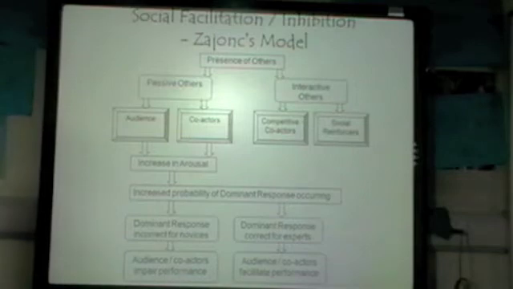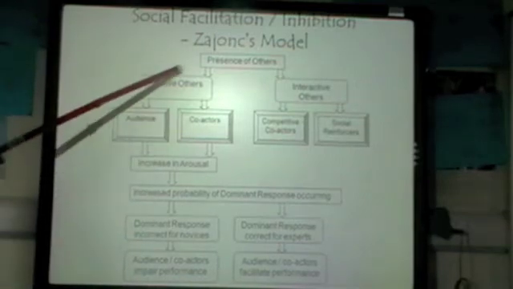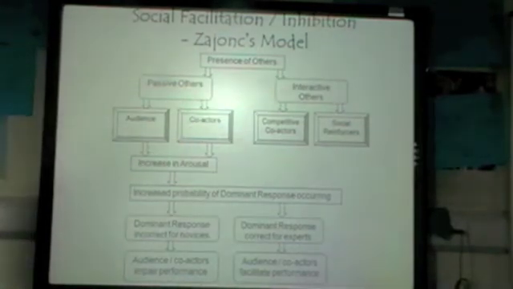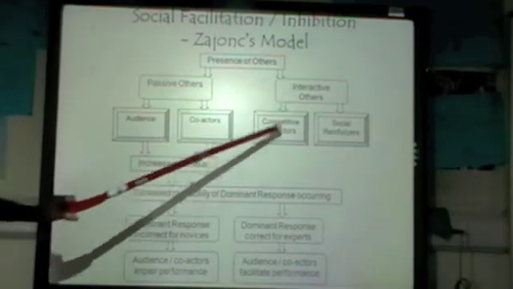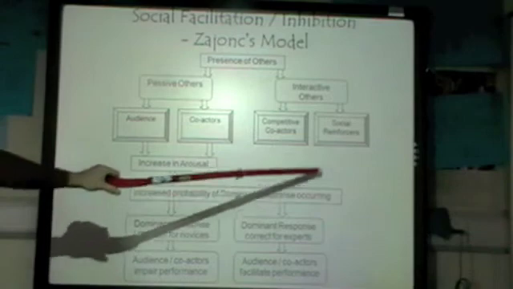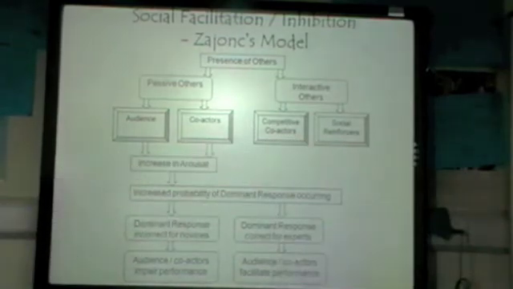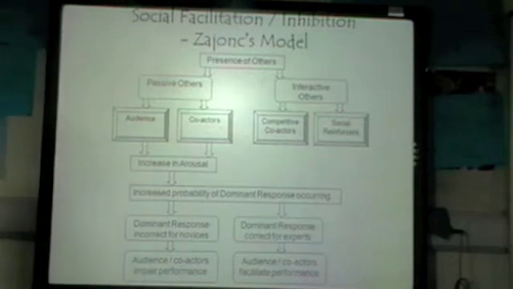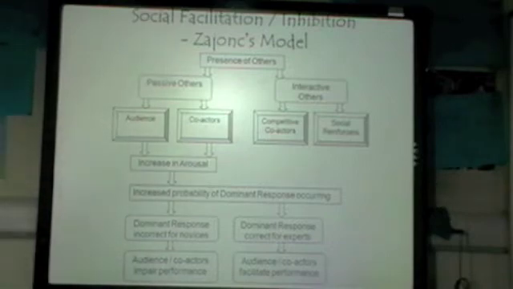So what it says is that there are two types, passive others and interactive others. Now, these interactive others here, your competitive co-actors are the people you're competing against, and social reinforcers might be people like your coach who are shouting encouragement and things like that. Now, Zajonc says that those interactive others are always there. So when you compete, they're always there. You're used to them being there, so they don't really impact on you in terms of social facilitation or inhibition.